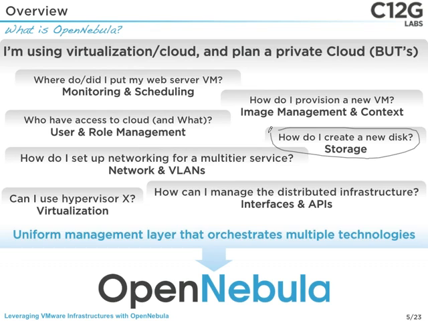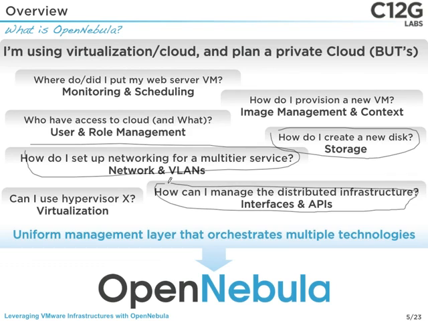Also, the question of networking. How do I set up networking? How do I create multi-tier services interlinked between the different VMs that compose the service? Well, OpenNebula can help you with that with network management and the offering of VLANs. It also can answer the question of how can I manage a distributed infrastructure. Well, with a couple of servers, you can manage it yourself. With something bigger, you may need a set of interfaces and APIs, like OpenNebula's command line interface or the OpenNebula Cloud API, to manage this distributed infrastructure.